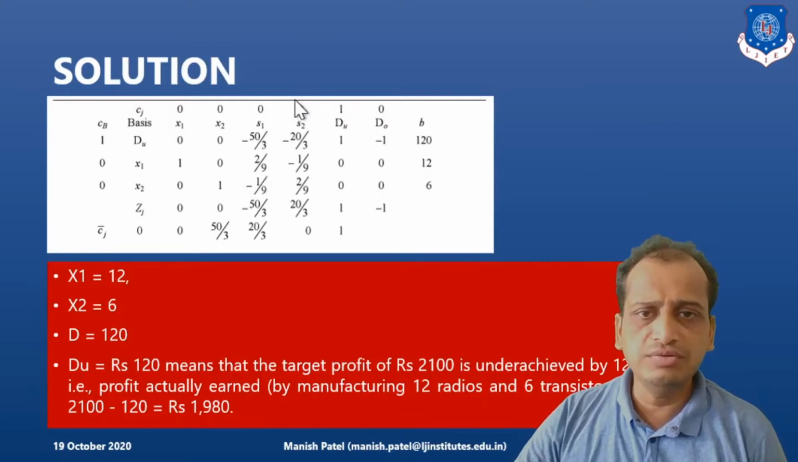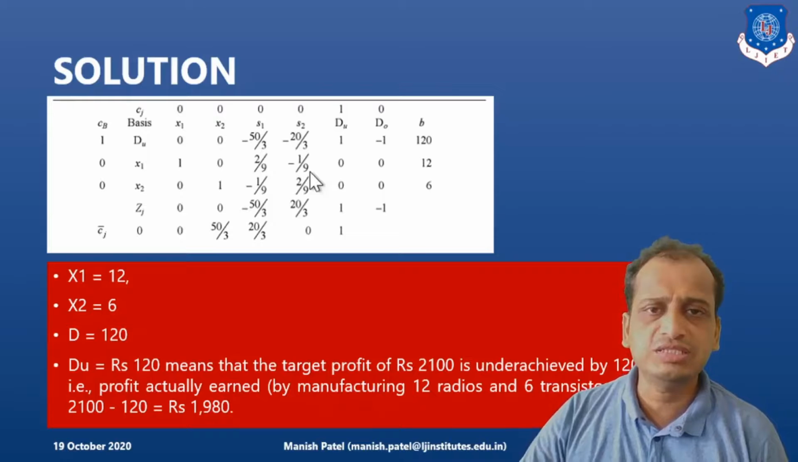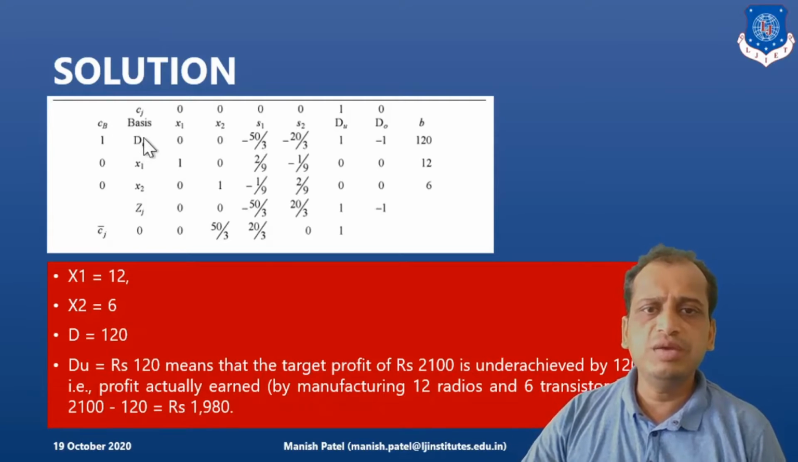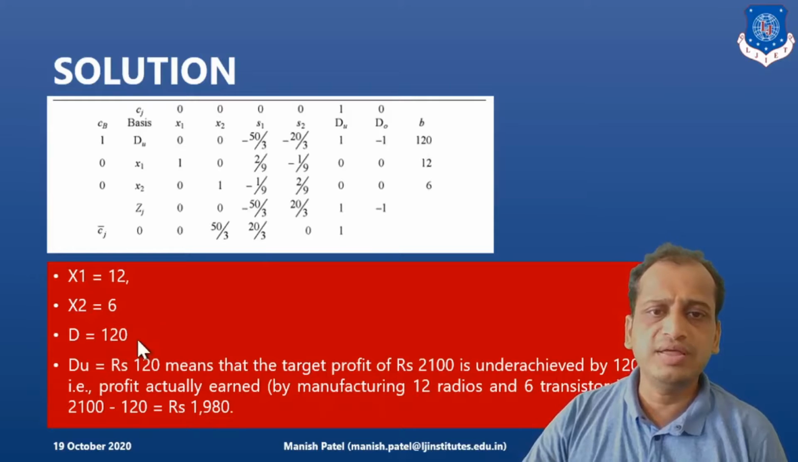So what is the solution? I have just copied down the table from the previous slide, where you have x1 is equal to 12, that is the first answer. Second variable x2 is equal to 6, and the underutilization or you can say underachievement variable, that is du, is equal to 120. So what do you mean by this du equal to 120? That the target profit is underachieved by 120 rupees.